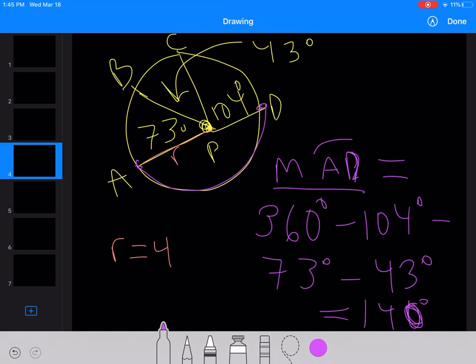Now, the reason why we're finding the measure of AD is because we want the length of AD. So we need the measure of the arc to find the length of the arc. And remember, the arc length, if it's through the central angle, APD will also be 140 degrees. We saw that in the last video.